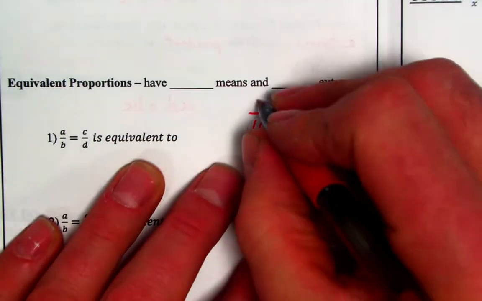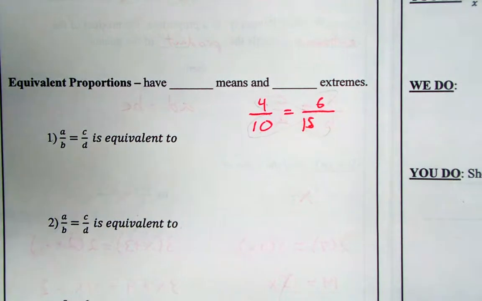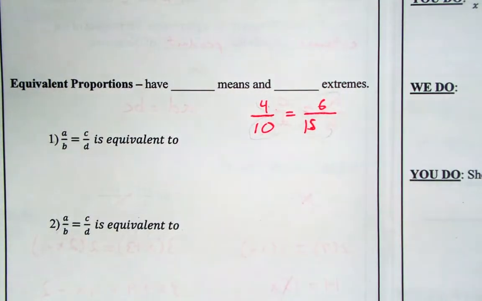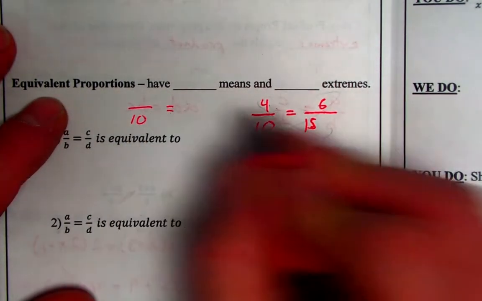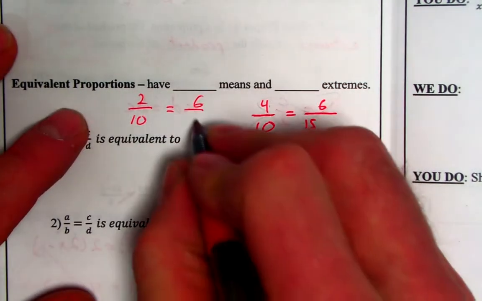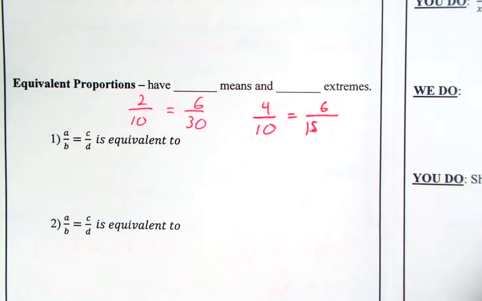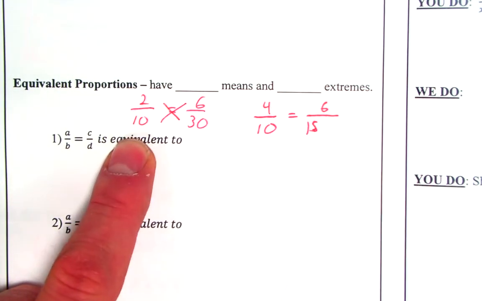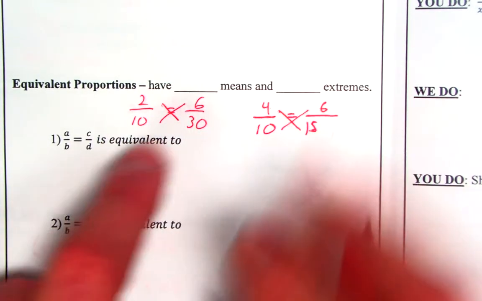You know, maybe it's 4 and 15. Or 1 and 60, or 2 and 30. Well, 4 times 15 is 60, 6 times 10 is 60. We could have just as well had 2 and 30, right? 10 times 6 is 60, 2 times 30 is 60. The idea is these are equivalent proportions because their cross products are equal. Meaning the cross products of these are 60 and the cross products of this proportion is 60.